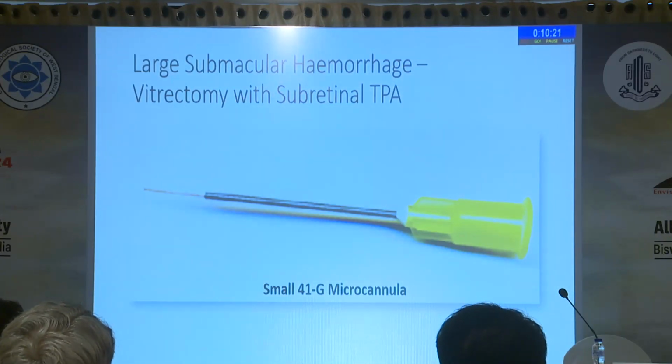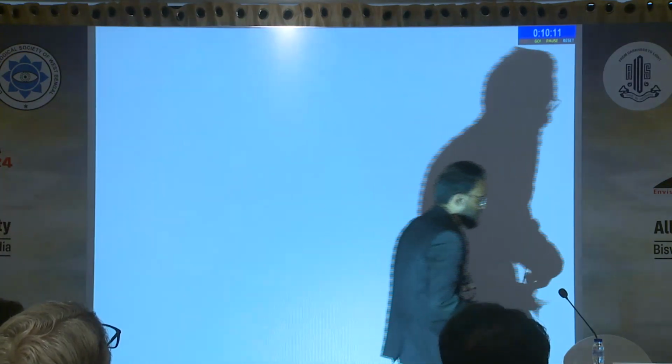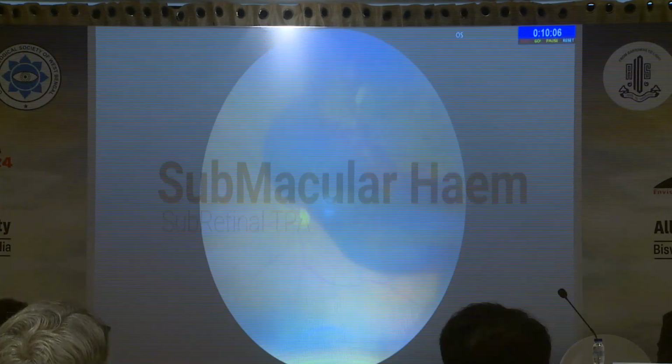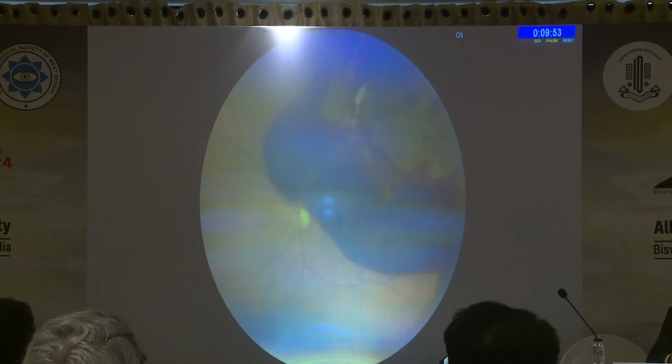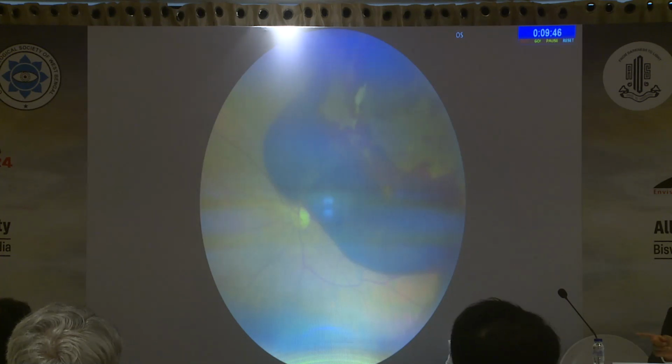So large submacular hemorrhage: vitrectomy with subretinal tPA. You use the small 41 gauge micro cannula nowadays, and this is how I go about it. So this was a large submacular hemorrhage. An 85-year male presented with complaints of sudden decrease of vision for 10 days. He was diagnosed as massive subretinal hemorrhage secondary to IPCV. Incidentally, he had undergone retinal surgery for vitreous hemorrhage, retinal detachment, and subretinal hemorrhage in the other eye about 3 months ago. We plan to do vitrectomy with subretinal injection of tPA in this eye.